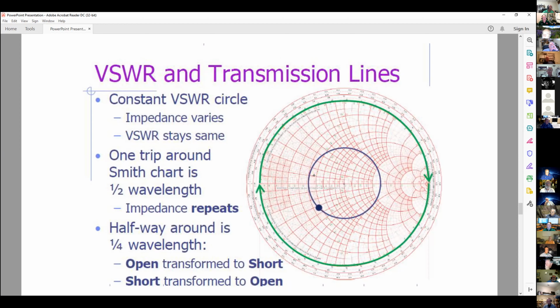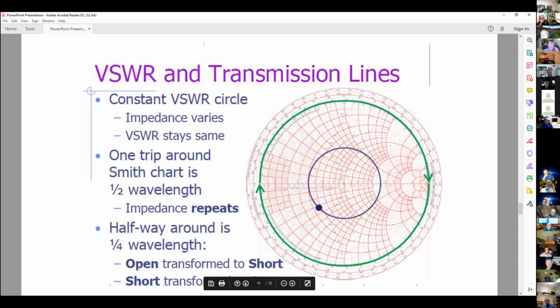The other thing this demonstrates is that along the transmission line, when you're moving from the load toward the generator, or from the generator toward the load, the impedance that you will see changes as a function of how far you are from that point. And what this shows is that one full circle around the Smith chart is a half wavelength.